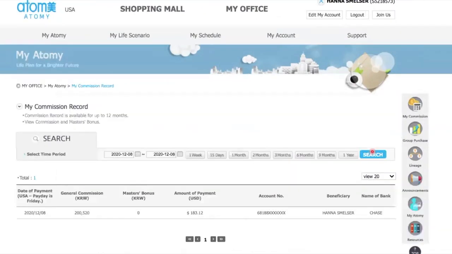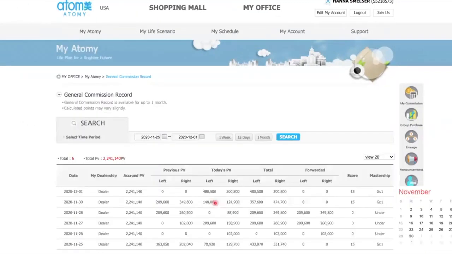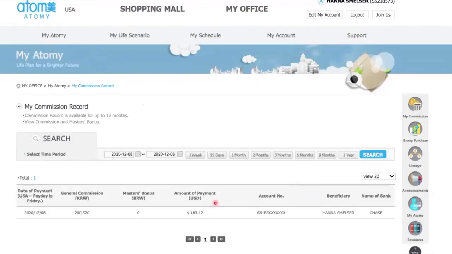So going back one more time, it says I was paid out $183.12. Well, calculations are calculated daily. They are collected every Wednesday to Tuesday, and they are paid out the following Friday. I know that can sound a little confusing, but I'm going to break it down for you. Knowing that on the 8th, right here, 12/8, I should have been calculated a payment of $183.